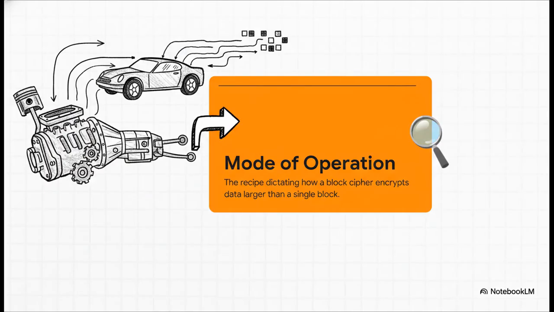This introduces a really critical concept, the mode of operation. Think of AES as the powerful engine in a car. The mode of operation, well, that's the transmission. It's the set of rules that tells the engine how to actually handle the whole journey, not just one turn of the wheels. It's the recipe for how to encrypt a whole stream of data, like a big image file, block by block by block.